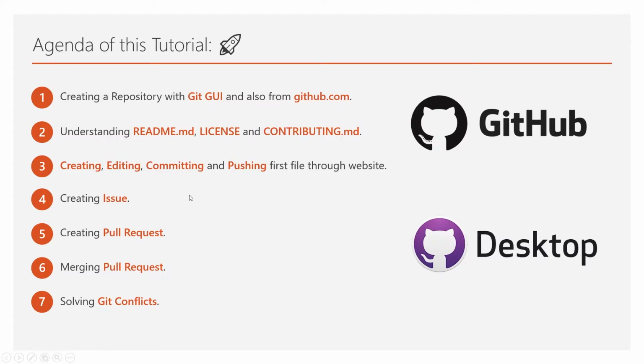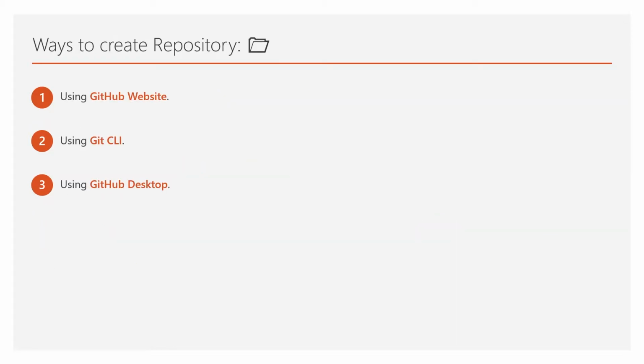Then we will come to some advanced concepts like creating issues. This is not a part of Git, it is actually a part of GitHub, and it is used majorly in open source projects. Then we will see creating pull requests. We will discuss it later. Then we will see how to merge pull requests, and lastly we will see solving conflicts. So let's start with our first topic, which is ways to create repository.